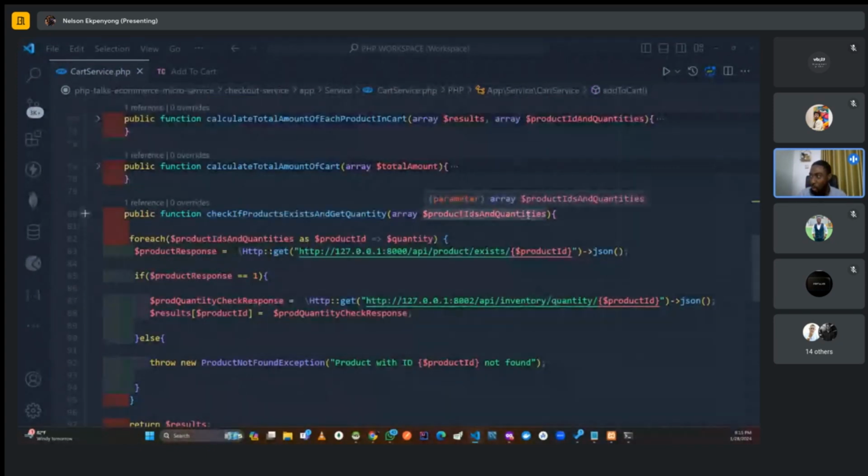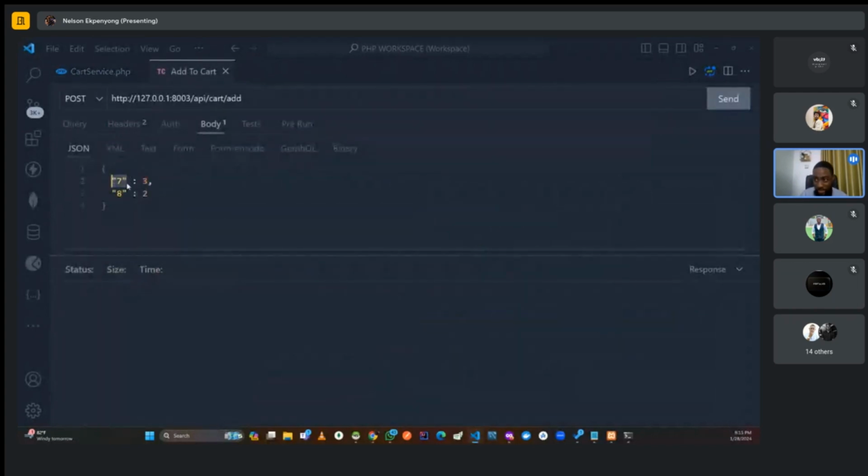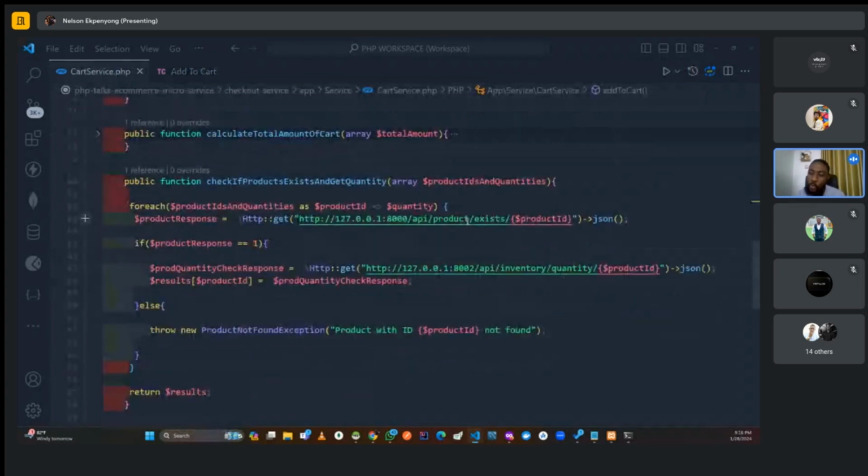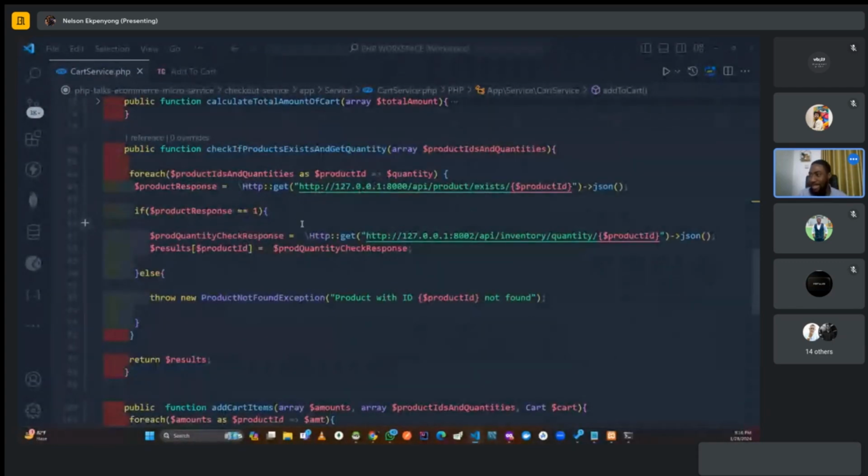It will receive this product IDs and quantity. Remember, the product IDs are to the left, the quantities are to the right, right? It will receive it. Guess what it is doing? It will first of all make a call to the product service. Remember this endpoint from inventory where the inventory wanted to find out if the product ID exists. Guess what? The checkout service would also make a call to the product service to find out if the product ID exists. Basically, every time you provide the application with the product ID, it needs to check that the product ID exists, right? It first makes an internal HTTP call to the product service. And if that response is 1, in other words, it says, oh, okay, I have seen that product ID exists, it makes another call to the inventory service to get the quantity of that product.